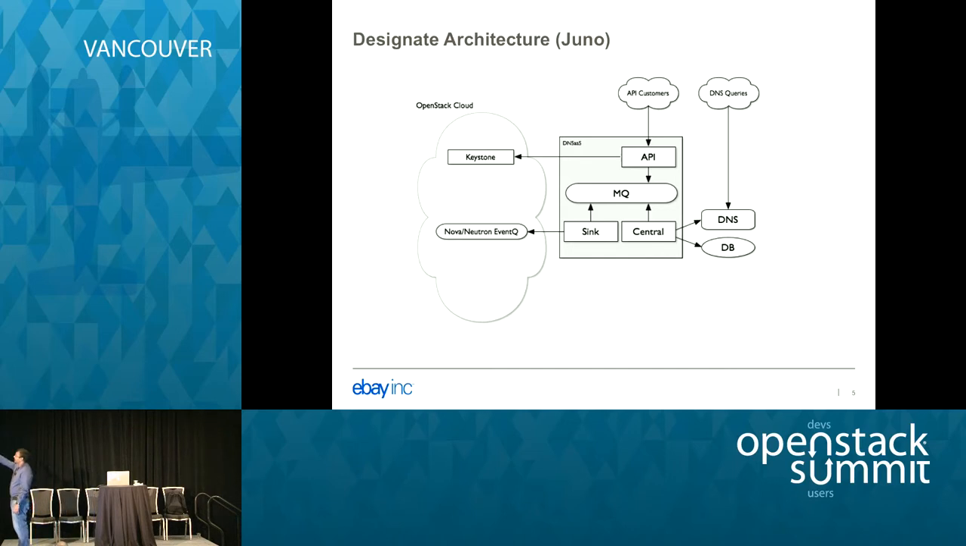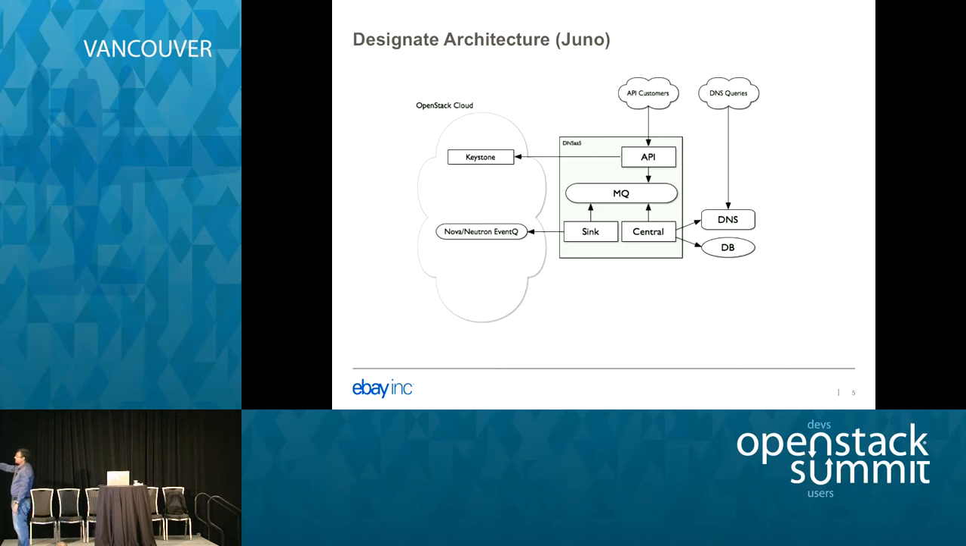When the API call gets to the API server, the API server puts the message on the MQ bus, and then the central component is responsible for consuming that message. It basically makes changes to DNS and the DB. So, for instance, if someone makes a call for a record creation, it goes to the API first. The API module will put the message onto the MQ bus, the central will consume it, and it will make changes to DNS and DB.